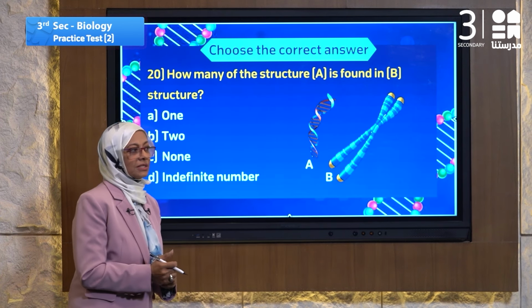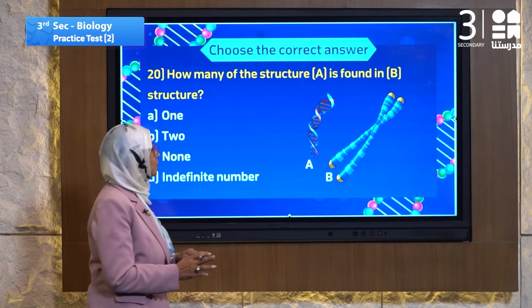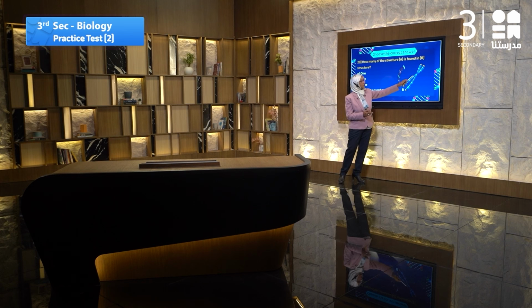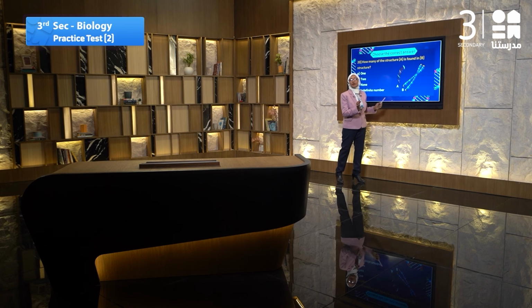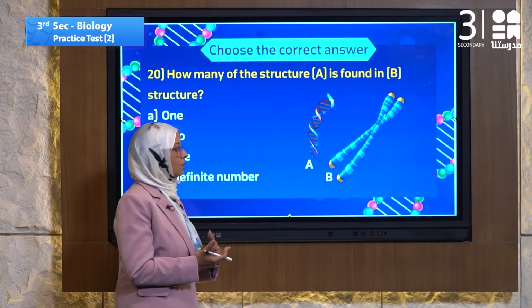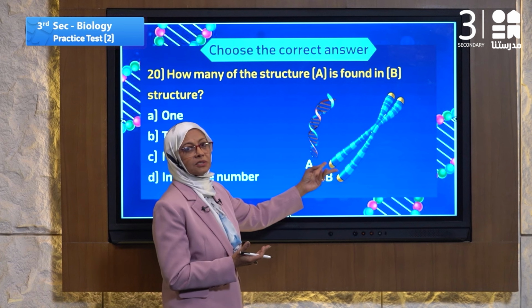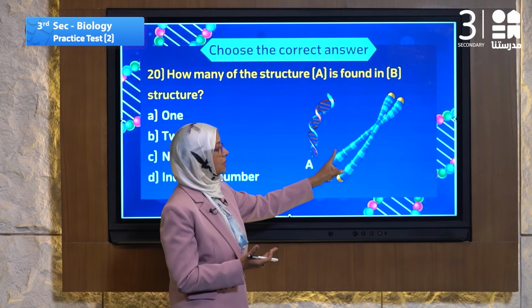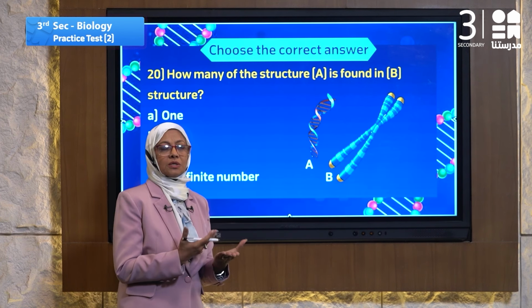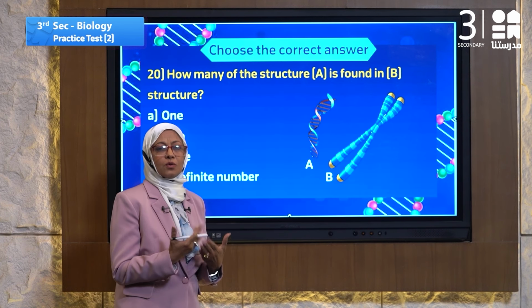Each chromosome consists of two chromatids. The two chromatids are attached with a centromere. It's a central point attaching the two chromatids. What do the chromatids consist of? Each chromatid consists of a double helix of DNA. So we have two double helices of DNA, one in each chromatid. Let's go to the question after we study the figure well.